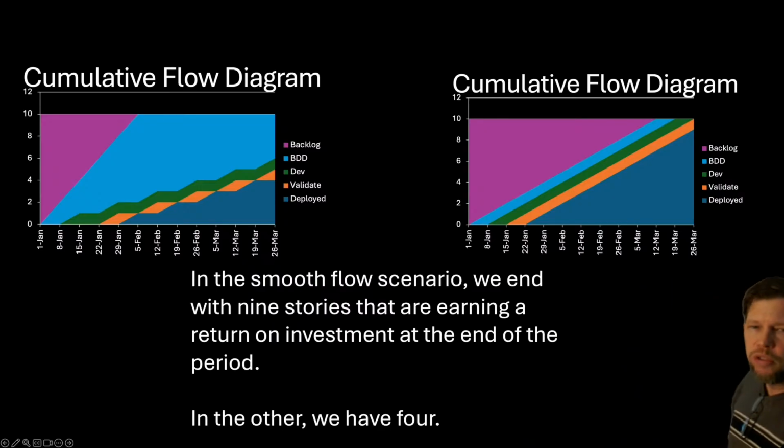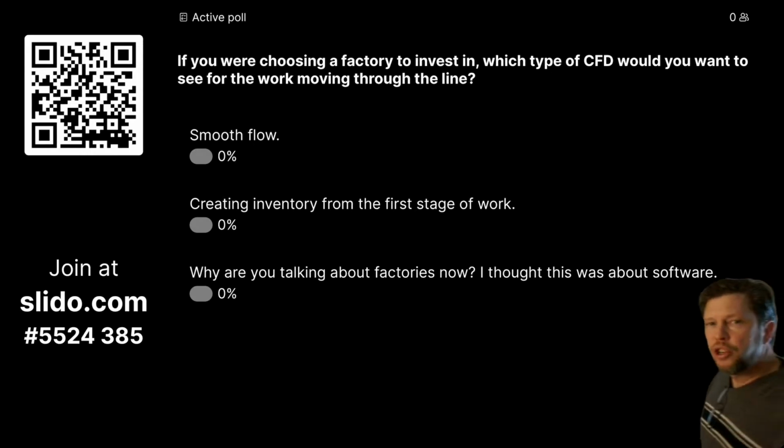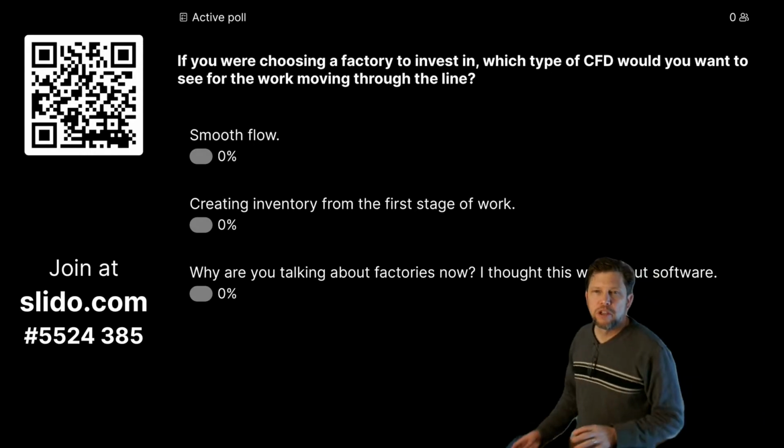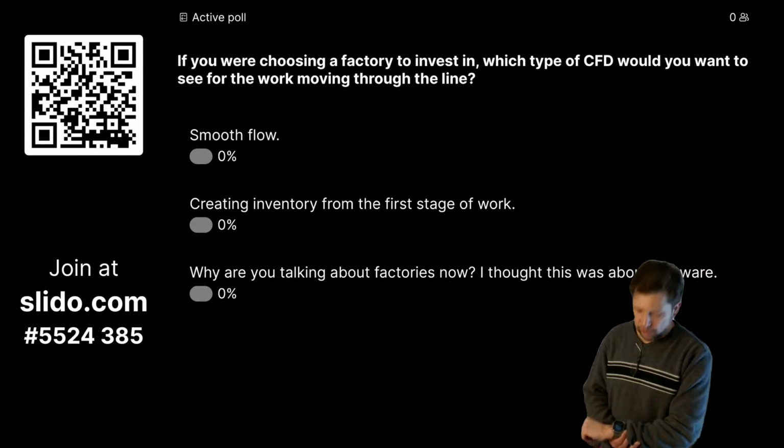So in this smooth flow scenario, we end up with 9 stories that are earning a return on investment at the end of the period. In the other one, we have 4. That's where that 125% comes from. So imagine you were choosing a factory to invest in. Which type of CFD would you want to see for the work moving through the line?